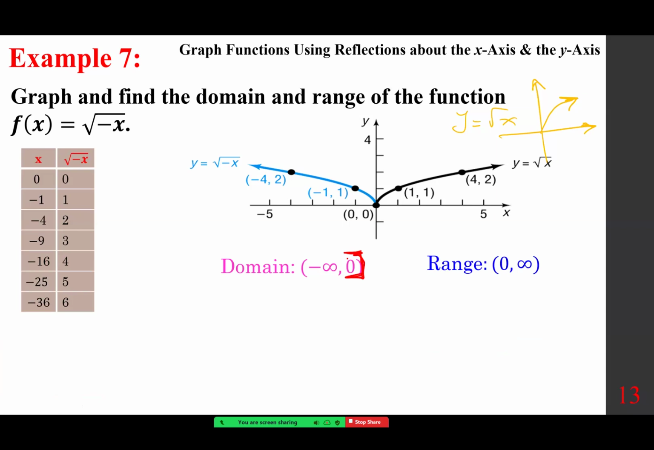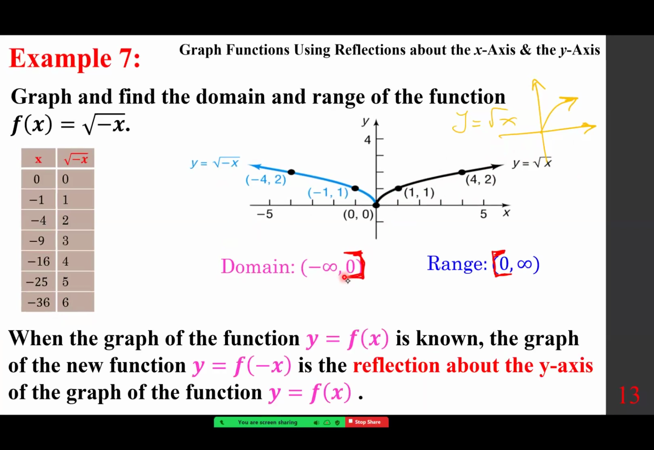Everybody, this is a bracket, the 0 is included. So is this one. So the difference is, the range is the same. The domain for this one, the original function y equals square root x, is the positive side from 0 to infinity. But for the blue one, y equals square root of minus x, it is from negative infinity to 0.